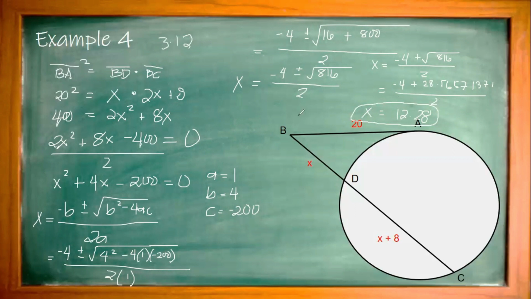For the second, if you substitute, we have x equivalent to negative 4 minus square root of 816 all over 2. If you observe directly, our result here will be negative, which is not applicable in our solution. So therefore, our final answer here is 12.28 as the value.